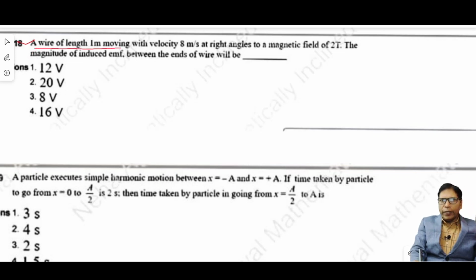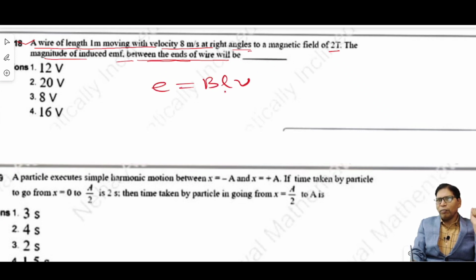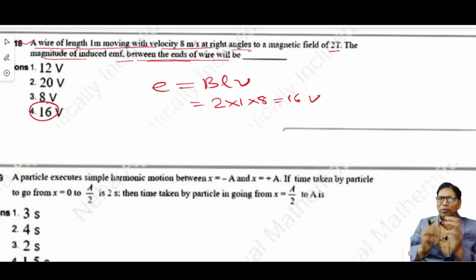A wire of length 1 meter is moving with velocity 8 meter per second at right angles to a magnetic field of 2 Tesla. The magnitude of induced EMF between the ends of the wire will be. Now motional EMF E equals BLV. What is B? B is 2 Tesla. What is L? 1 meter. V is 8. So look at this, this is 16 volt. Now option 4 is correct.